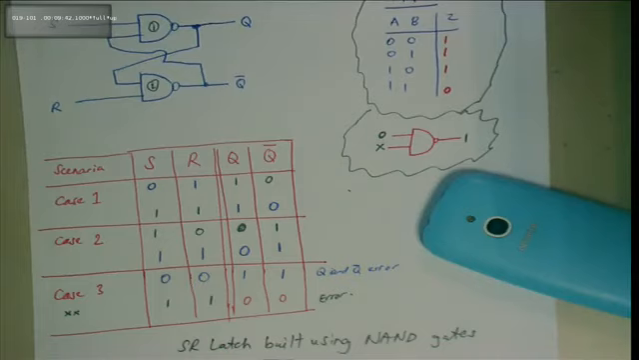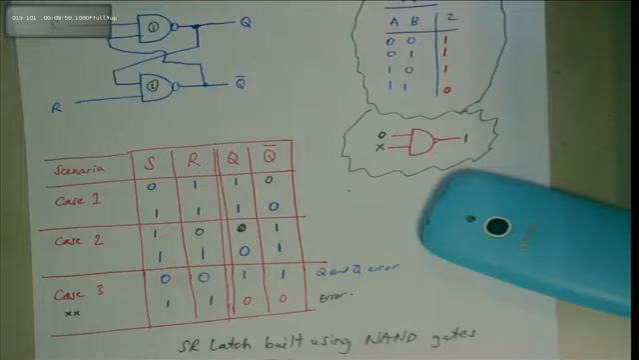Let's try another combination now. Let's now do a 1 0. Let's now have S equal 1, and we're going to case 2 now. S equal 1 and R equal 0.